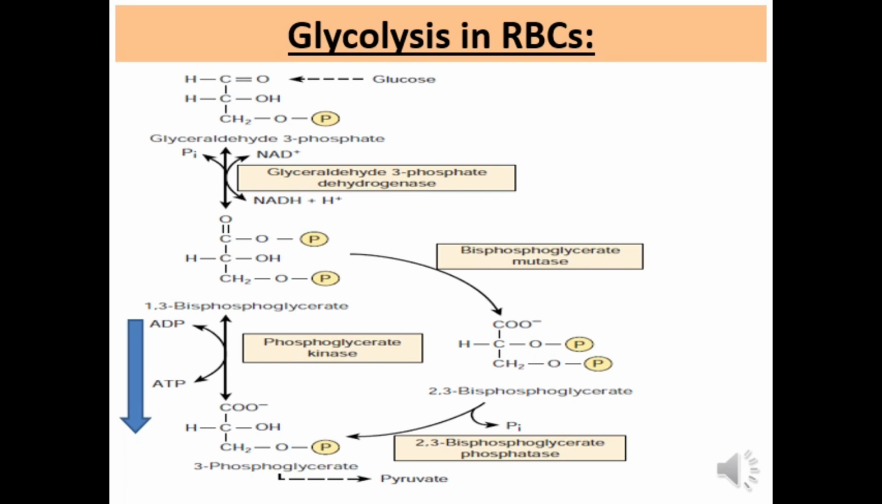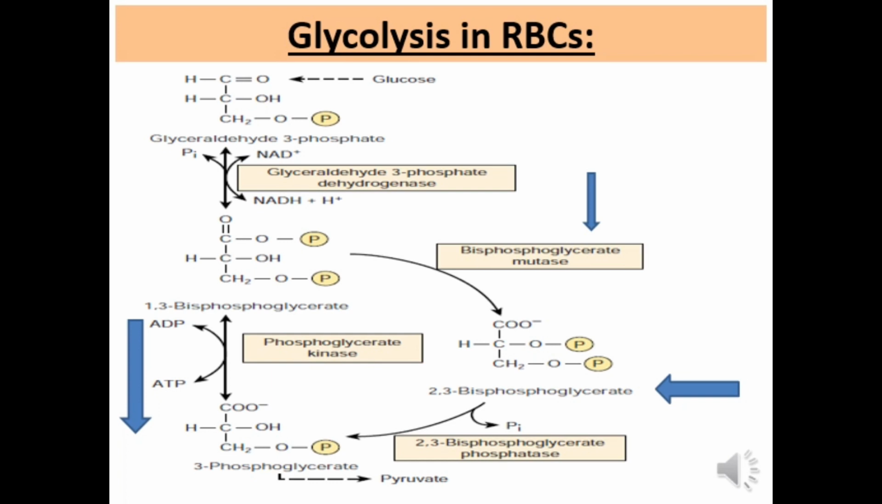1,3-bisphosphoglycerate is converted into 2,3-bisphosphoglycerate by the enzyme known as bisphosphoglycerate mutase. The mutase enzyme transfers the phosphate group from position 1 to position 2.